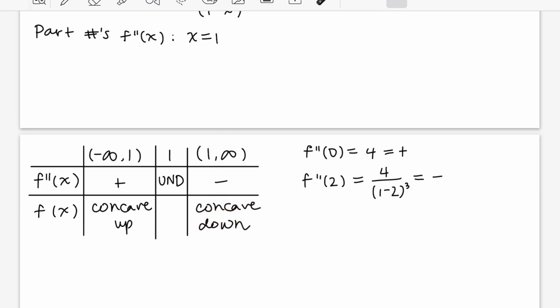Now, something to note here is that our function is not defined when x is equal to 1, right? We said that our domain is all real numbers except for x is equal to 1. So you might normally think that we'll have an inflection point here since we're going from concave up to concave down, but since we're not defined at this point, we do not have an inflection point.